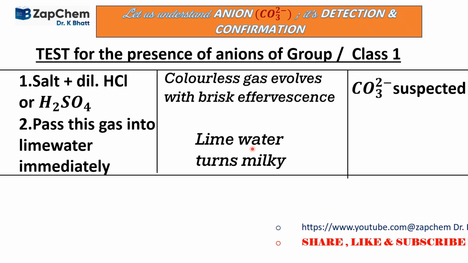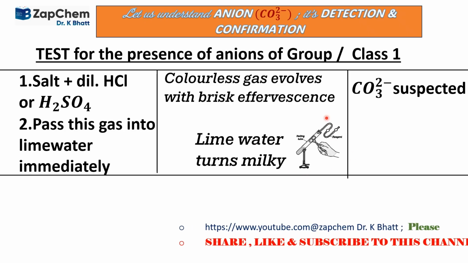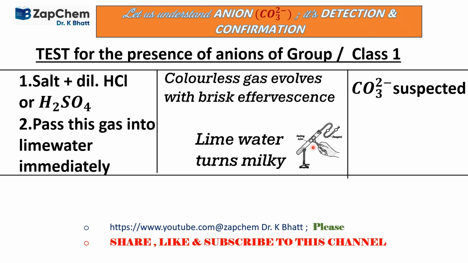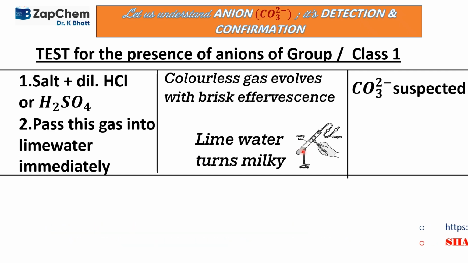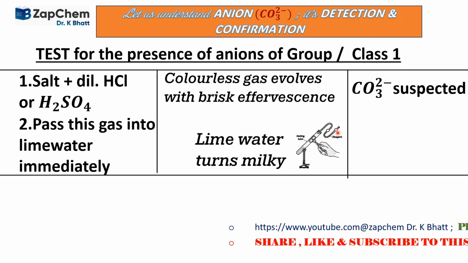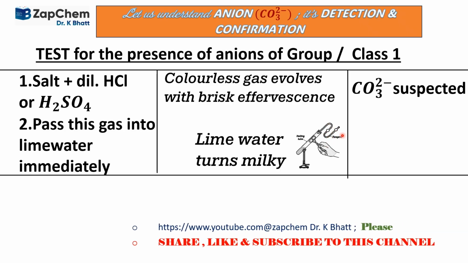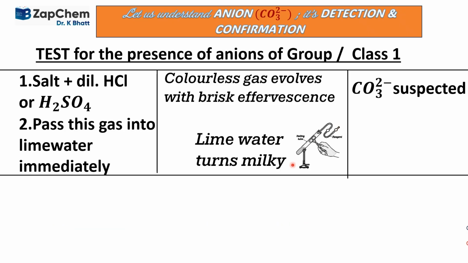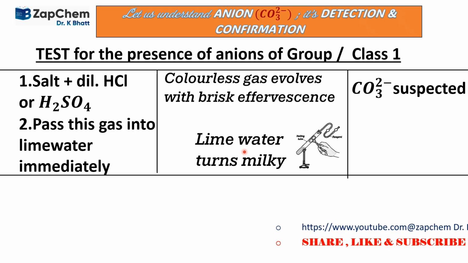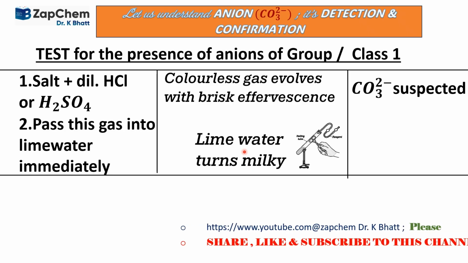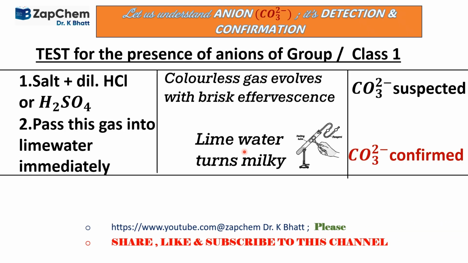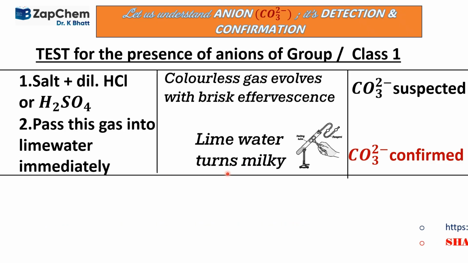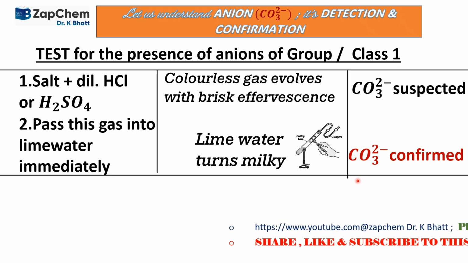This lime water turns milky, and here is that test which we have already discussed. Here, this mixture plus dilute sulfuric acid, the gas will pass through the reagent, and this reagent contains lime water. Now when you pass it, what happens? Lime water is calcium hydroxide, which is a clear solution. But when the gas passes through lime water, you find that it turns milky. थोड़ी turbidity आ जाती है, सफेदी आ जाती है. That means carbonate is confirmed.